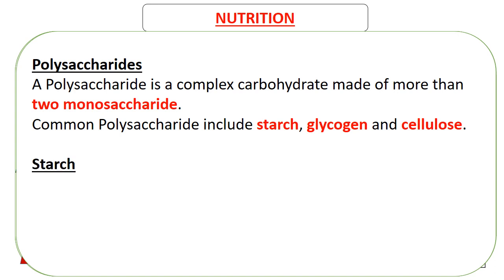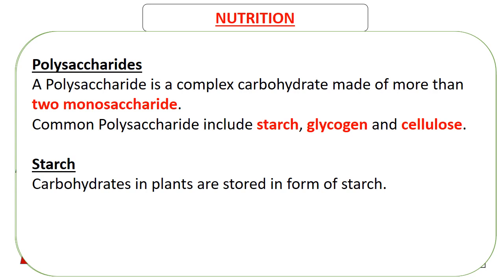We'll start with starch. So starch is a carbohydrate in plants which is used for storage. So as I've written here, carbohydrates in plants are stored in the form of starch. So when carbohydrates are made through the process of photosynthesis, they are transported to other parts of the plant in the form of sucrose. So they are converted to sucrose and transported because sucrose is suitable for transportation. Then when they want to be stored, they are stored in the form of starch.